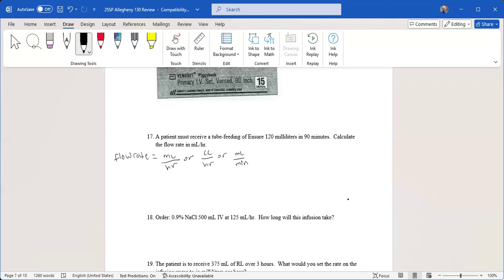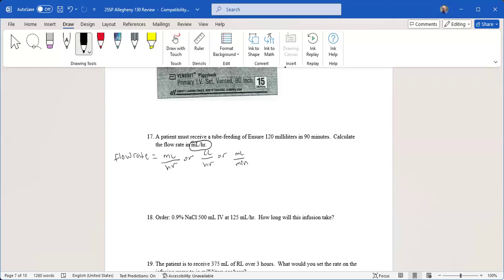So we'll have some time to review that. Okay, so flow rate is going to be written out as volume over time. Typically it's milliliters per hour. It could be cc's per hour, or milliliters per minute. But anytime they're asking you to calculate a flow rate, they typically are looking for that. They want to know, do you know mL per hour?